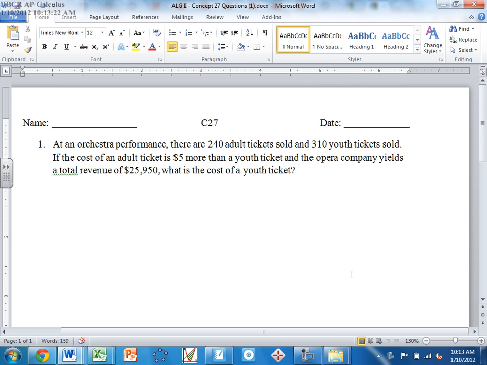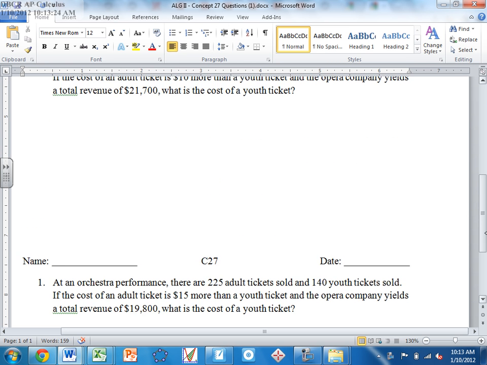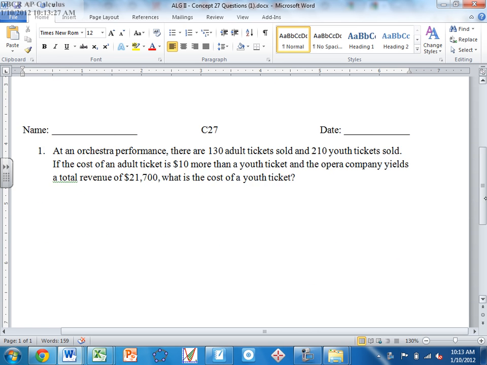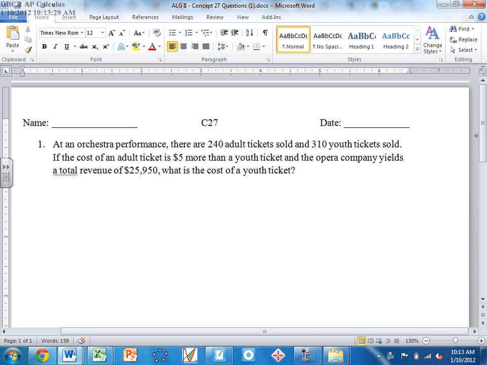Now, all three of these problems you're going to see today are all the same. All I did was change up the numbers to see the differences in the three versions. So we'll go through one of these versions together so you can see it. Now, if you have a different version of this, don't worry about it. Okay? Just change your numbers so we can all do it together. So use the numbers that you're going to see right here. Okay? 240 adult. Use 310 youth.